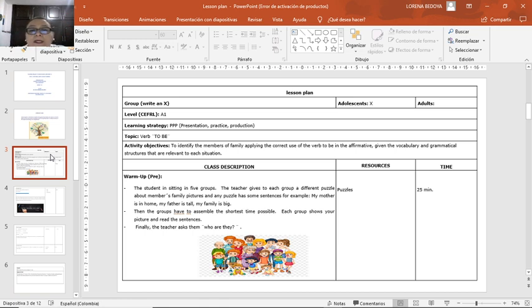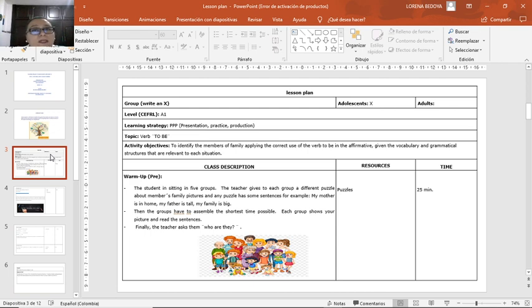The warm up: the students are sitting in 5 groups, and the teacher gives each group different puzzles about family member pictures, and every puzzle has some sentences. For example, my mother is at home, my father is tall, my family is big, my sister is funny, and something like that. Then the group has to assemble it in the shortest time possible. Each group shows their pictures and reads the sentences.